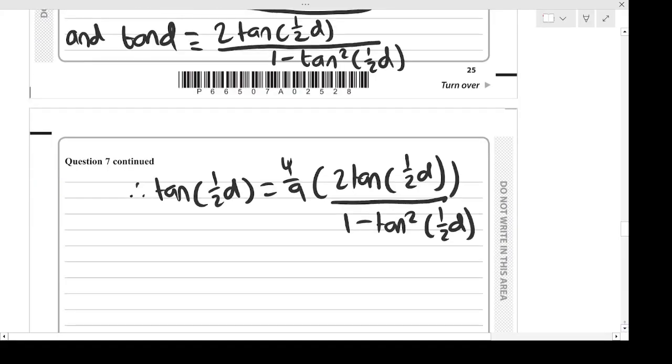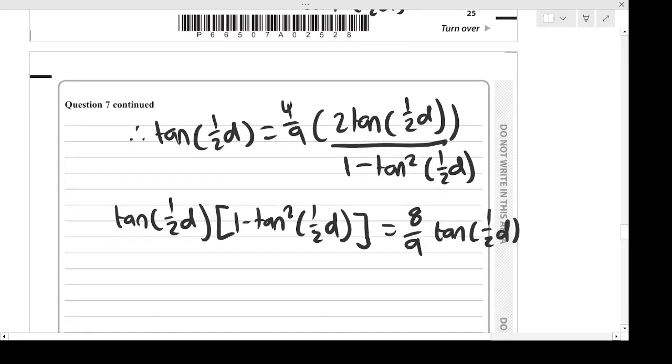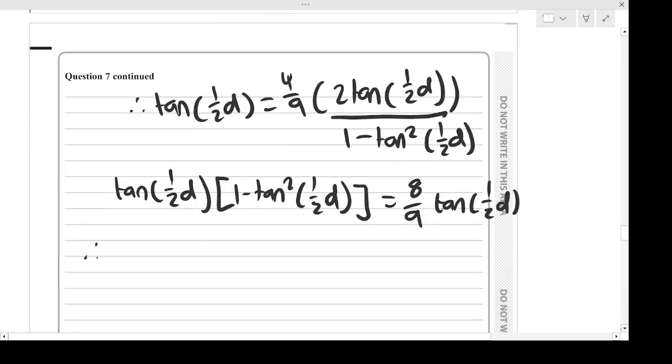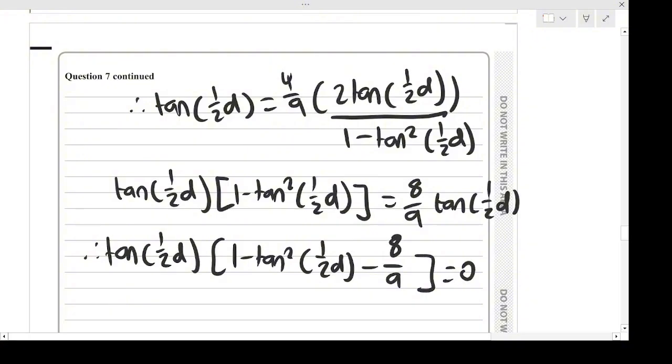So then if I times by the denominator, I'm going to get tan of a half alpha lots of 1 minus tan squared of a half alpha is going to be 8 over 9 lots of tan of a half alpha. Okay, then if I factor everything out by tan of a half alpha, I'm going to get 1 minus tan squared of a half alpha, and then minus 8 over 9 equals 0. Okay, hopefully happy with that factorization there.